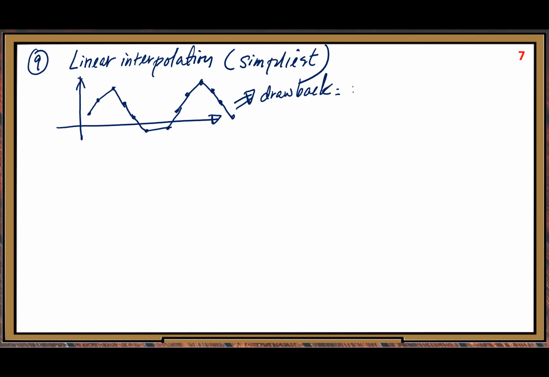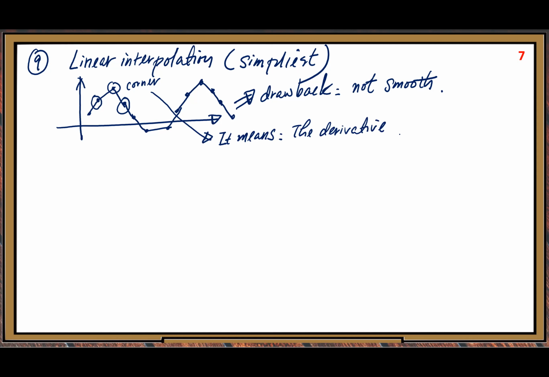But the biggest drawback here is that it is not smooth. Look at each point: there is a corner. What does the corner mean? Each corner means the derivative does not exist.